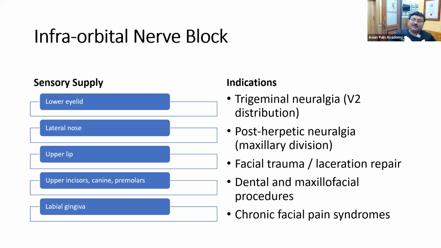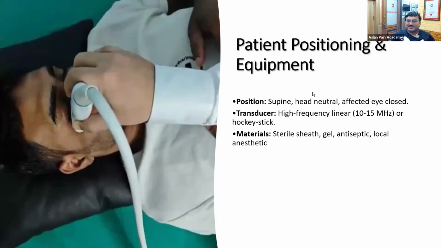Now coming to the infraorbital nerve block, here the sensory supply goes to the eyelid, lateral part of the nose, part of the upper lip, part of the upper incisors, canine and premolars, and portion of the labial gingiva. Indications mainly include trigeminal neuralgia involving the V2 division, but not as a whole, only to this area, postherpetic neuralgia, facial trauma, dental and maxillofacial procedures, and chronic facial pain syndromes.